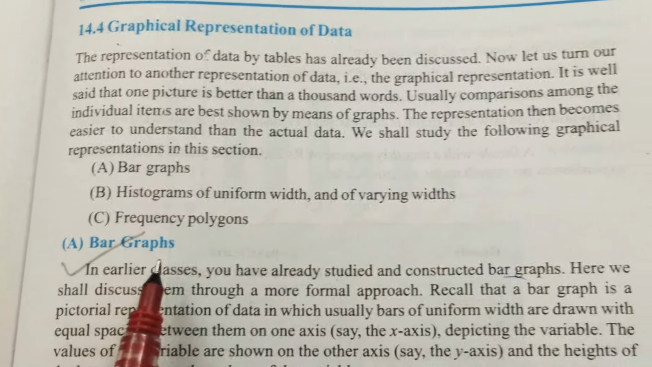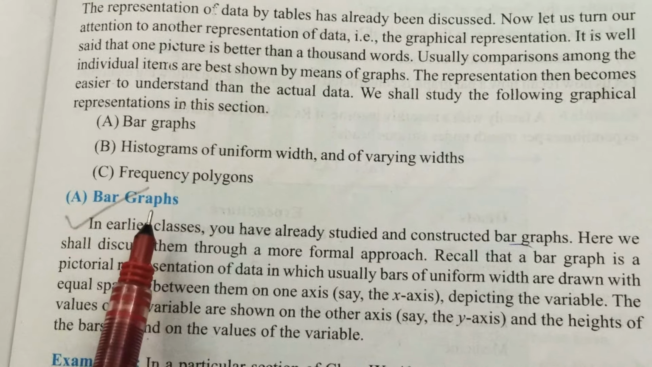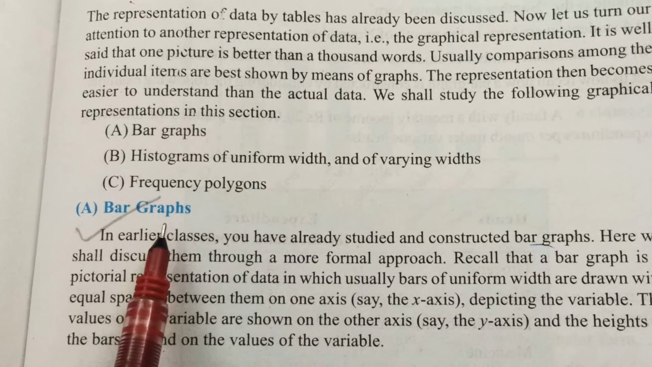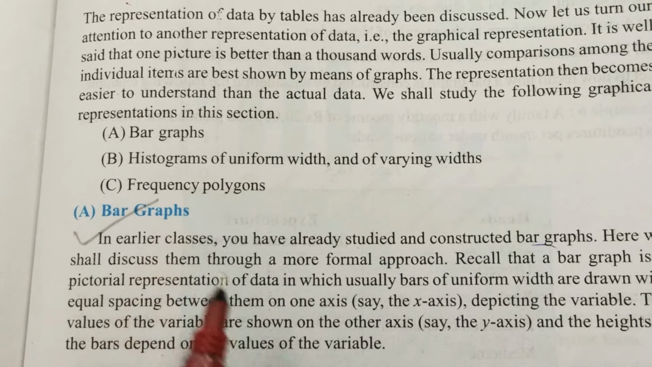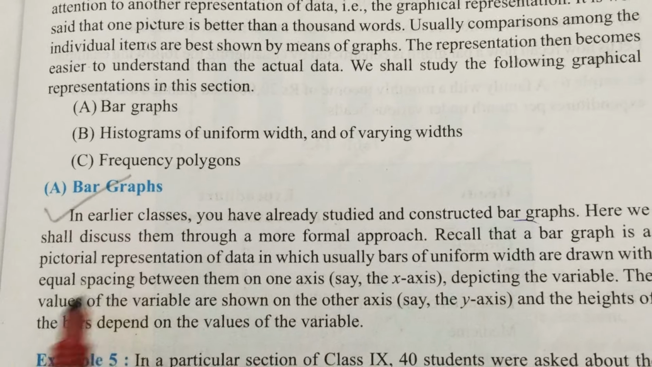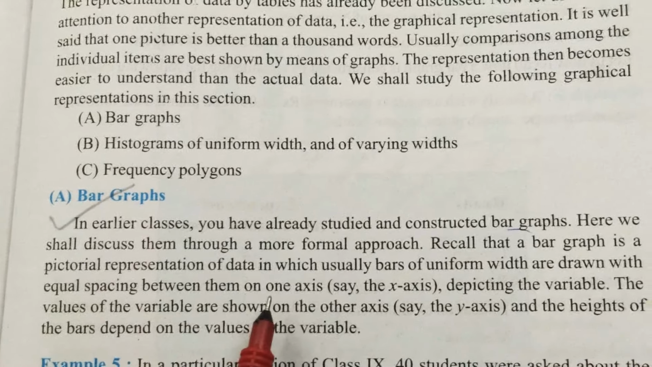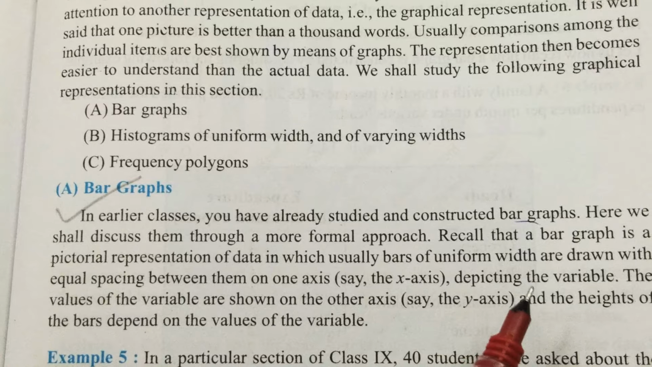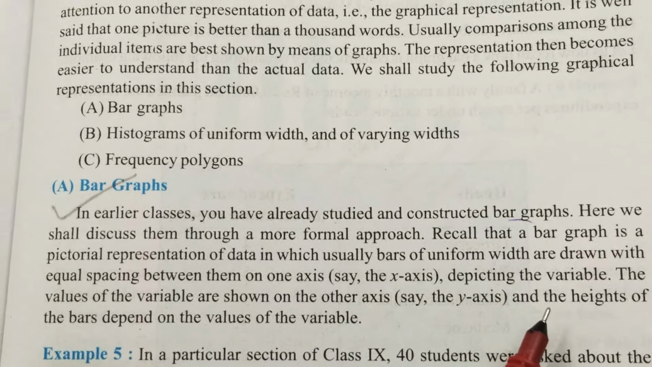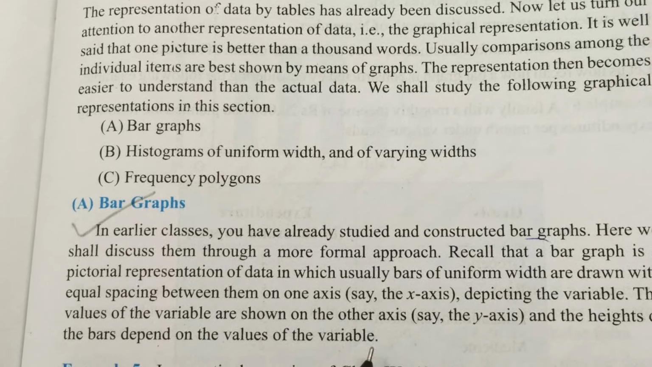Now, bar graph. This type of graph you have learnt in class 8 also. So, just recall what is a bar graph. It is a pictorial representation of data in which usually bars of uniform width are drawn with equal spacing between them. Remember, equal spacing between them on the x-axis, depicting the variables on the y-axis, and the heights of the bars depend on the values of the variable.